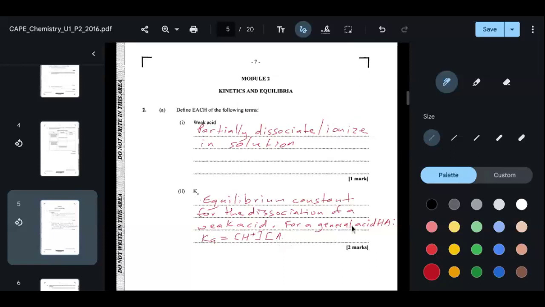Now I would go with putting the two of them, because H plus squared is like a modified version of this. So just put the H plus and the A minus over HA. By the way, if they ask you to define something and it has a formula, like in the case of Ka or pH, just put the formula for it if you can't come up with a definition.